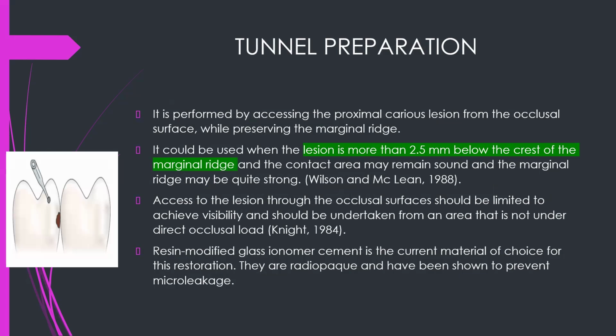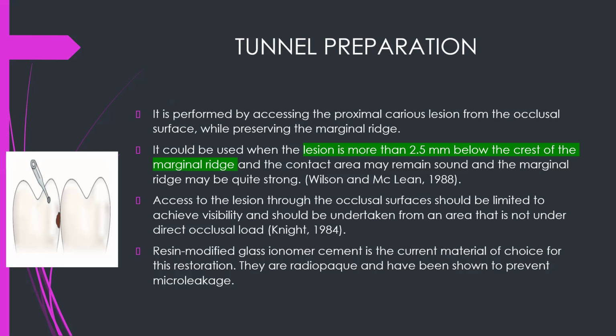Now, one important short note in minimal intervention: minimal intervention restoration methods are tunnel preparation and box preparation. So tunnel preparation is actually a preparation to access a proximal caries lesion from the occlusal surface. In this case, the marginal ridge is preserved. So you are actually preparing a tunnel beneath the marginal ridge without undermining it. So when you are not undermining it, you need at least the lesion to be more than 2.5 millimeters below the crest of the marginal ridge, usually beneath the contact area.